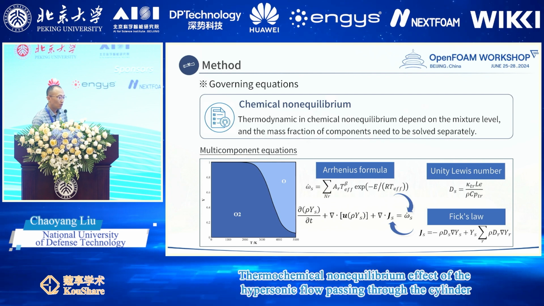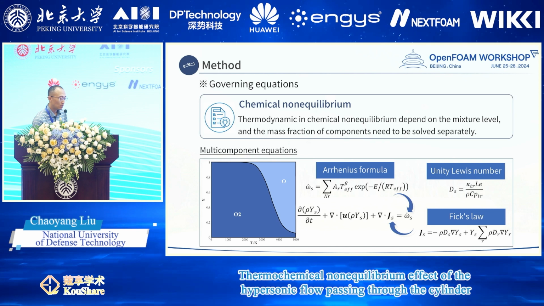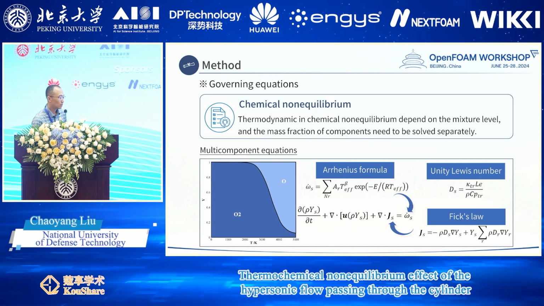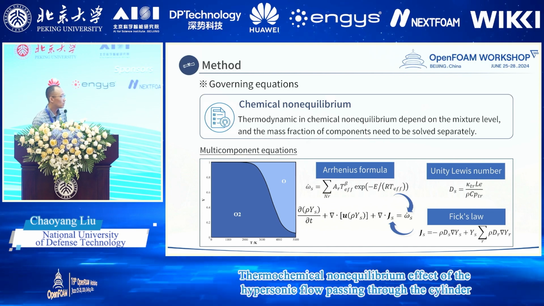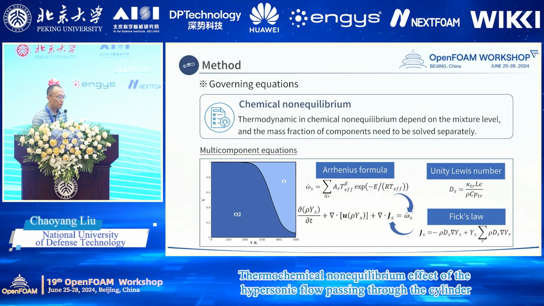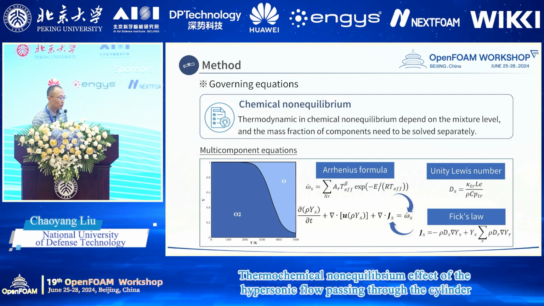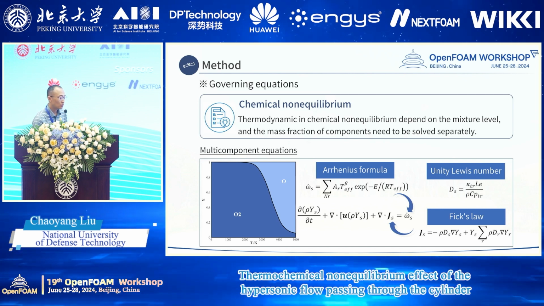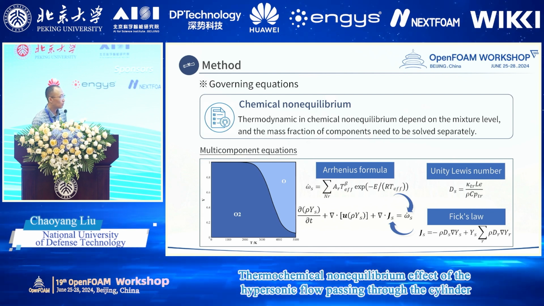Thermodynamics in chemical non-equilibrium depends on the mixing level, and the mass fraction of components needs to be solved separately. To this end, namely to simulate the generation and consumption of the products, it is necessary to simulate the multi-component equations. The source term for the equation is usually solved using the Arrhenius form, and the diffusion term is modeled using Fick's law.